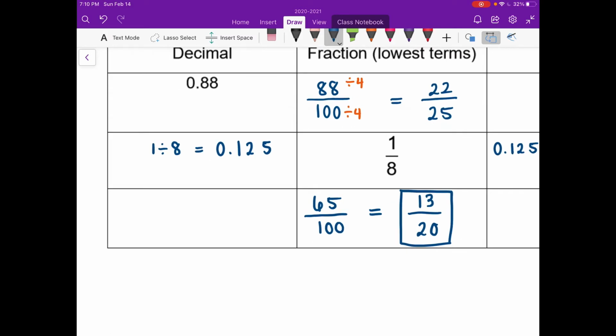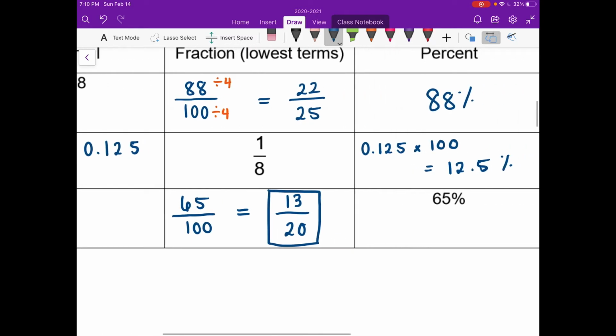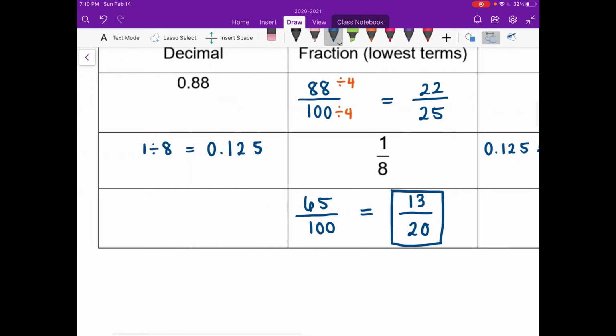And over here, I know that in order to go from a decimal to a percentage, I need to multiply by 100. If I want to go from a percentage to a decimal, I just need to divide by 100. So 65 over 100 is going to give me 0.65. You could also have done 13 divided by 20. That would also give you 0.65. Okay.